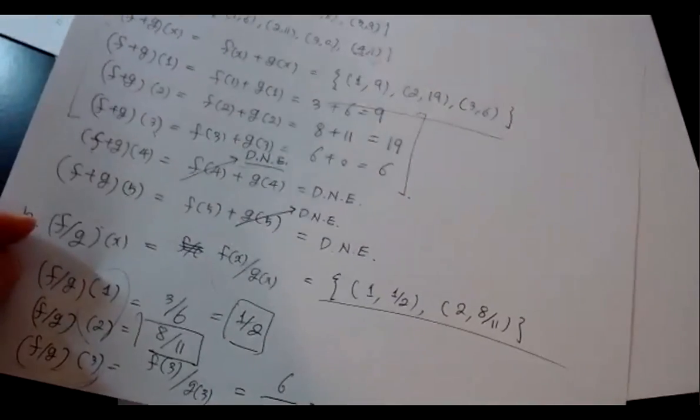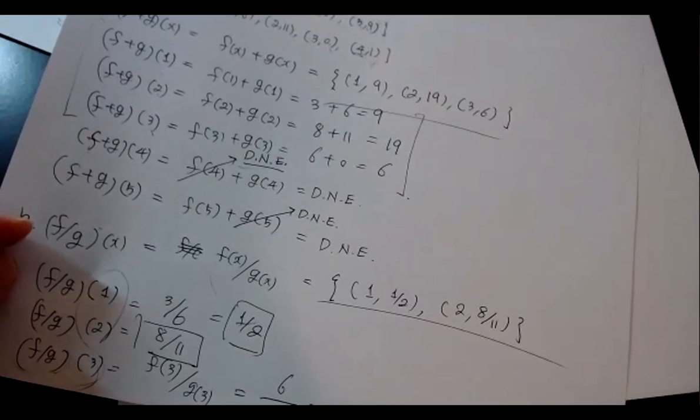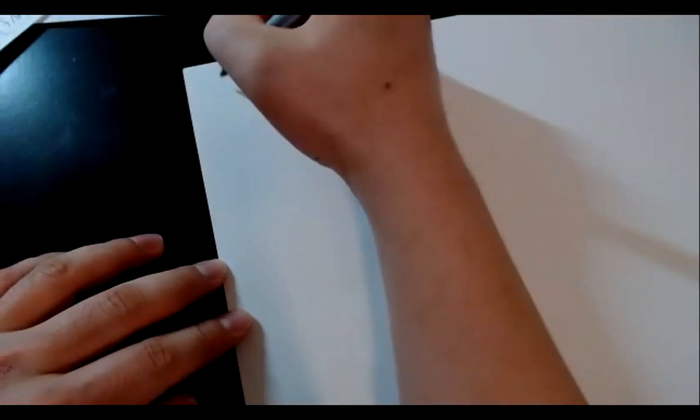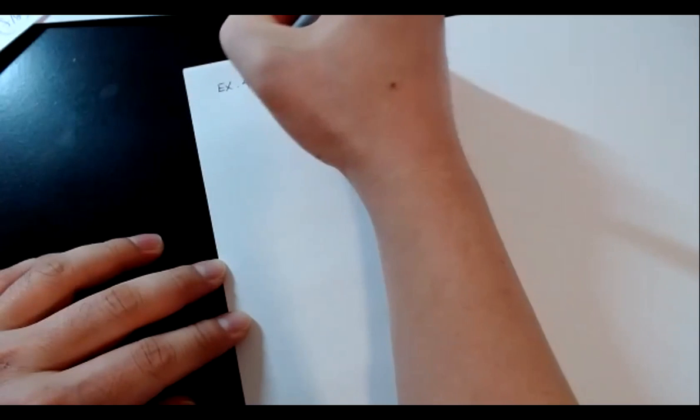Now we move to example 3. Oh no, not this one. G over F. See, example 4. Okay, example 4. Yep, example 4.